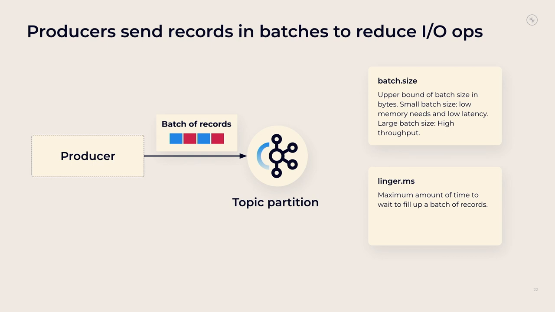And we have two configuration options to influence the batching. There's a batch.size configuration option, and that tells the producer application up to which upper bound it should batch records. Once that is reached, it will send the produce request. And the second option is linger.ms, which sets the maximum amount of time that the producer should wait for the batch to fill up before sending the batch. Using these two configuration options, you can balance between latency and throughput.